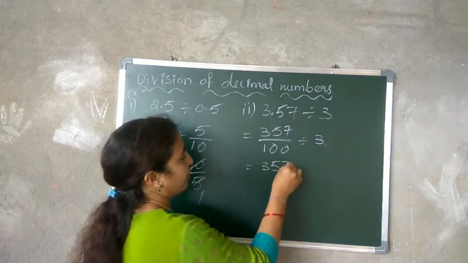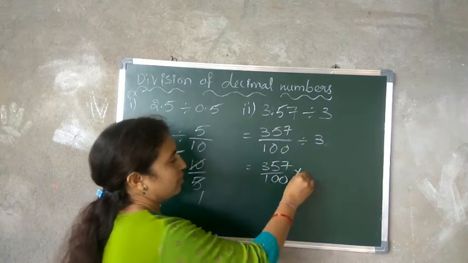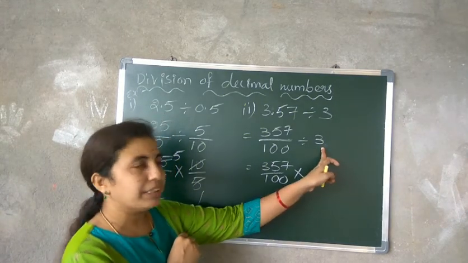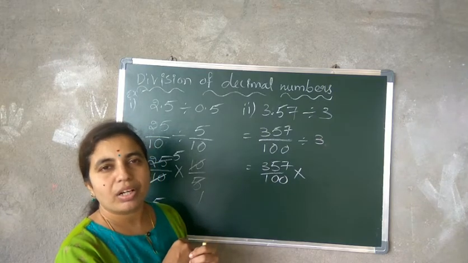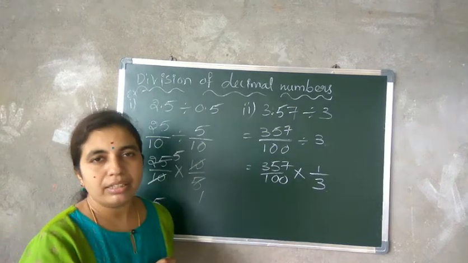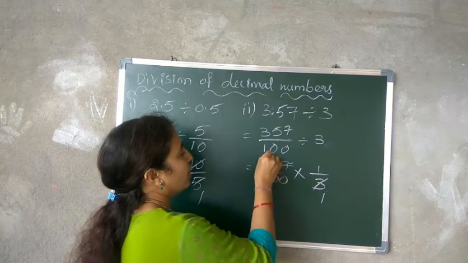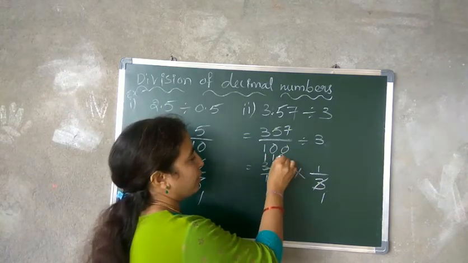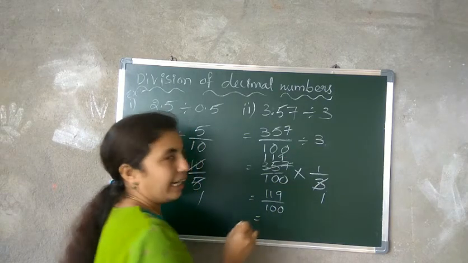Now 357 by 100. Convert this division to multiplication. When you are converting the division to multiplication, you have to write the second fraction's reciprocal. Now what is the reciprocal of 3? The reciprocal of 3 is nothing but 1 by 3. Now divide it. 3 ones are 3, 2 left, 27 means 3 nines are 27. So 119 by 100.